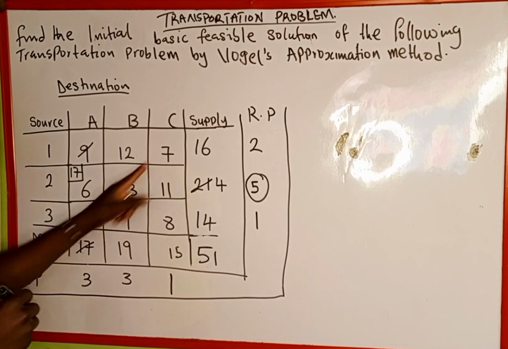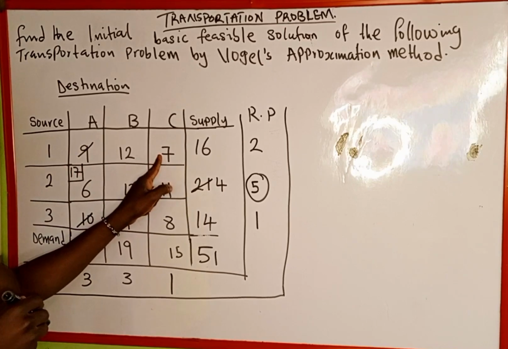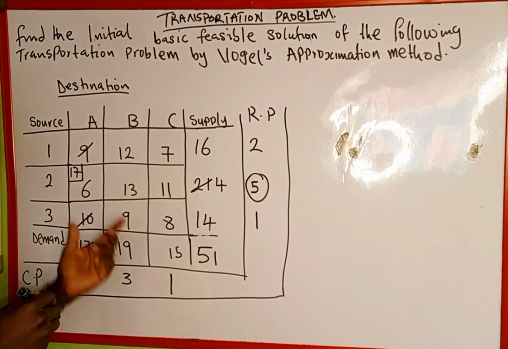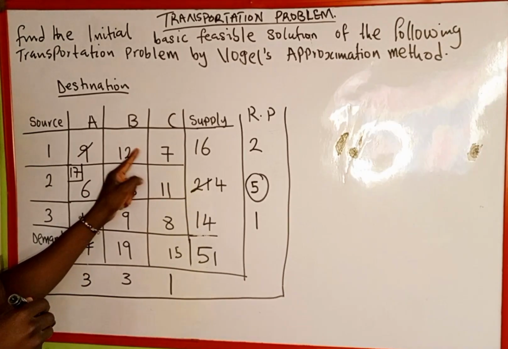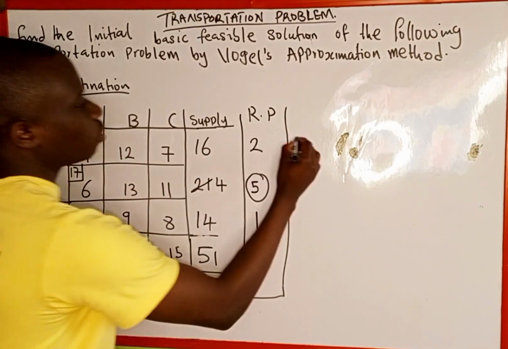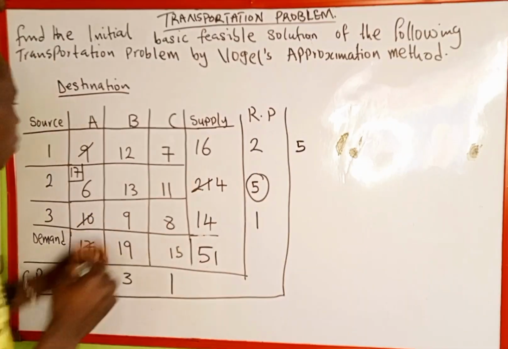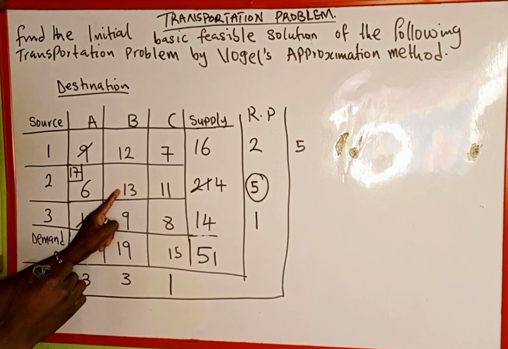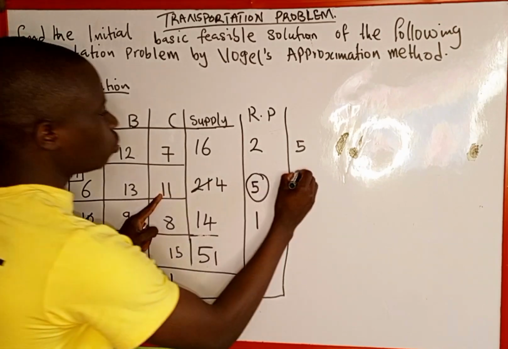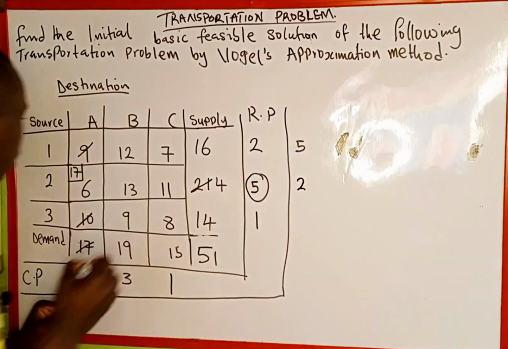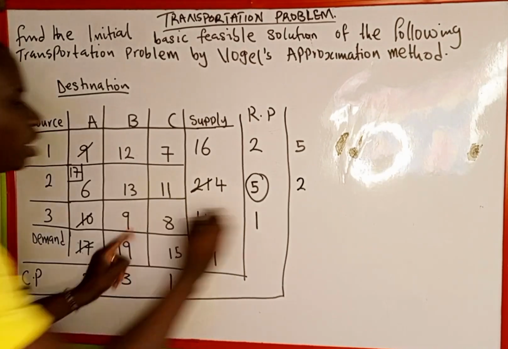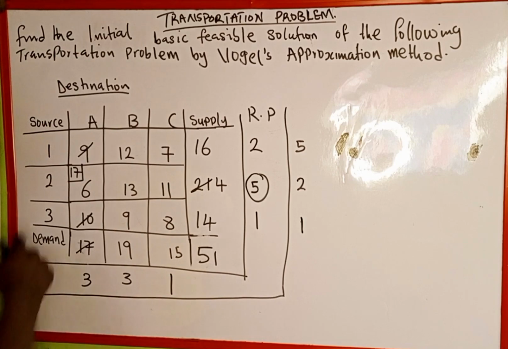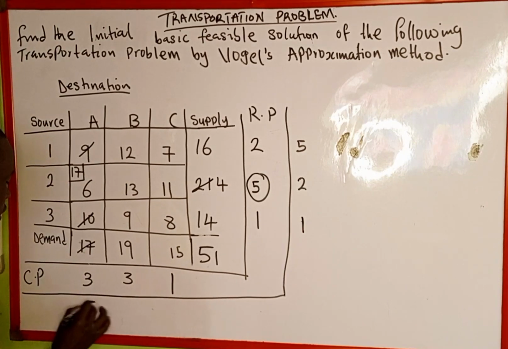Now we do the same thing. The smallest number is 7, then the second smallest number is 12. Then we take their difference. 12 minus 7 is going to give us 5. Then we are here. The smallest number is 11, the second smallest number is 13. 13 minus 11 is going to give us 2. Then 8 and 9, if you take their difference, it's going to be 1. Then we are done with rows. Now we come down to columns. Remember, we are done with this column.